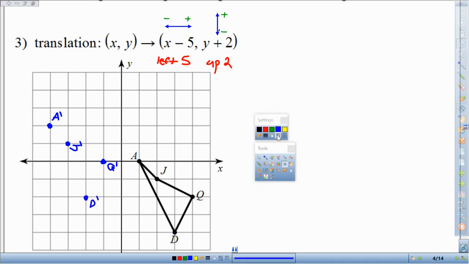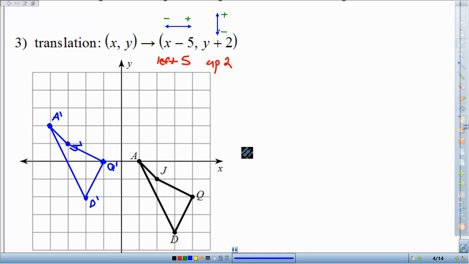Going through kind of quick, so if you need to pause the video to catch up with me, feel free. And there's my shape. It looks exactly the same, but yep, it's been translated: 5 units left, 2 units up. And let's go ahead and highlight it a little bit.